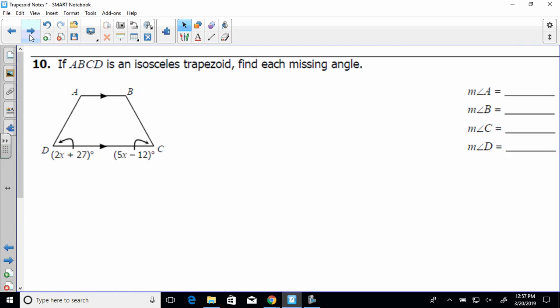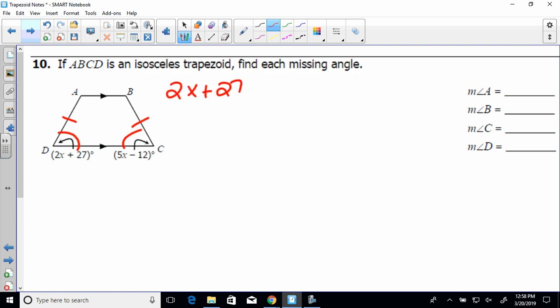And now our last example, where we know ABCD is an isosceles trapezoid, so we want to find each missing angle. So if AB is parallel to DC, and it's an isosceles trapezoid, I then know that AD is congruent to BC. And that means angle D and angle C would be base angles, and so they should be set equal to each other. So we have 2x plus 27 equals 5x minus 12. And then we're going to go through and solve for x.